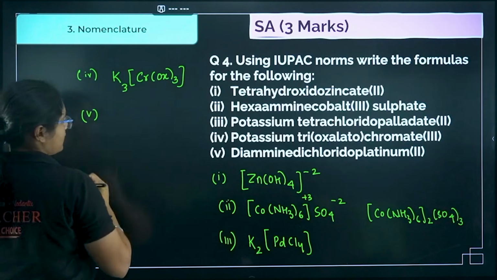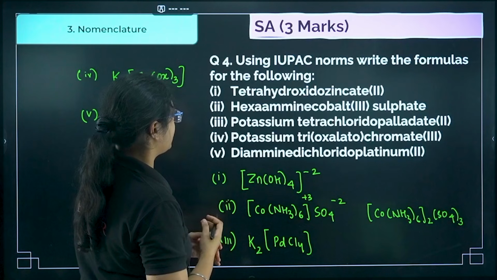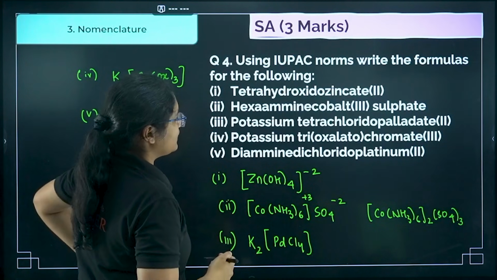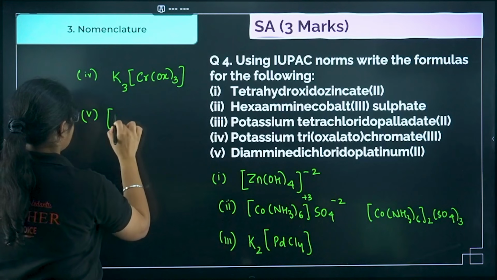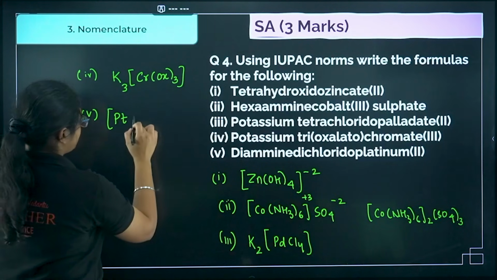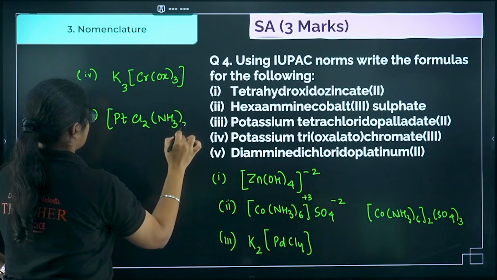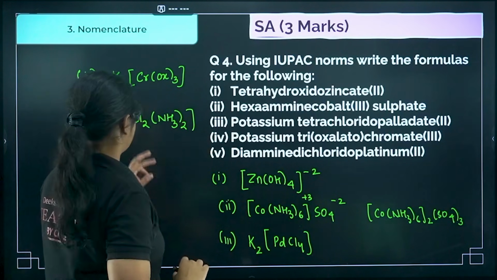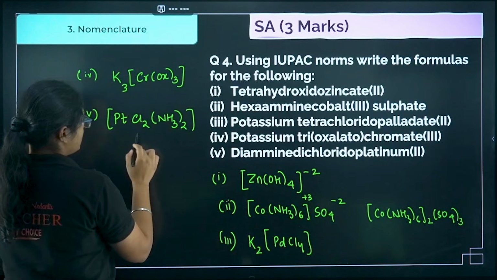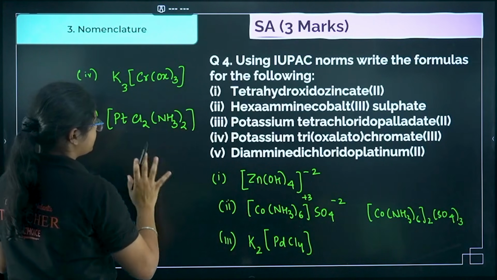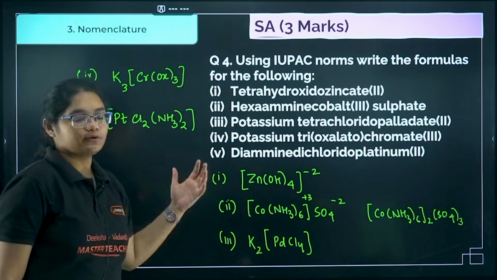Next we have the fifth one, diamine dichlorido platinum 2. Okay, diamine dichlorido platinum 2, right? So platinum is there, dichlorido is there, diamine is there. So here it is 2 minus 2, so 0. That means the net charge of the compound will be 0 here. Okay, so these are the structures that you can do.